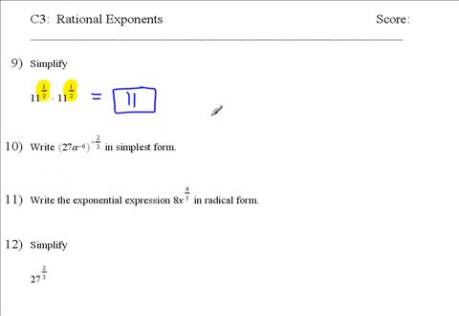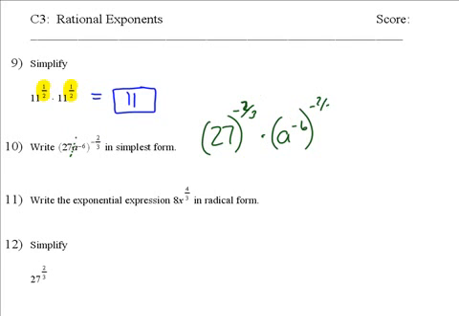Number 27, that's a little bit more of a challenge. We've got basically two parts here. I've got 27 to the negative 2/3 times a to the negative 6 to the negative 2/3. Let's deal with each part independently. So let's deal with 27 to the negative 2/3. For just a second, let's forget about the negative, and let's just evaluate 27 to the 2/3.